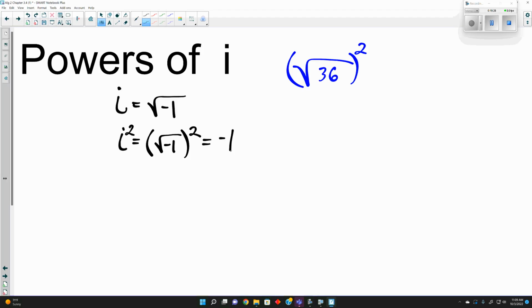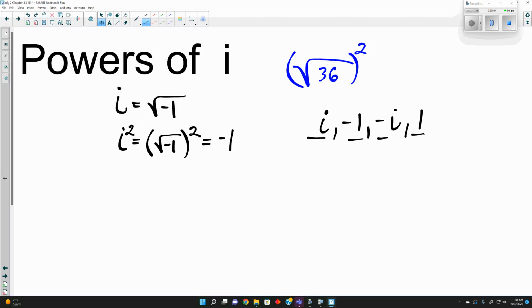And we could work through this, going i cubed, i to the 4th, i to the 5th, and going on and on. But what it works out is that there's only 4 values of i. It's either going to be i, negative 1, negative i, or 1. These are our only 4 values of i that we have. And they go actually in this order: i, negative 1, negative i, and 1. These are the only 4 values that we can have.